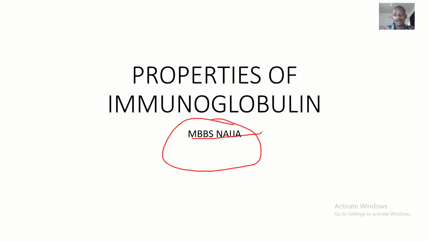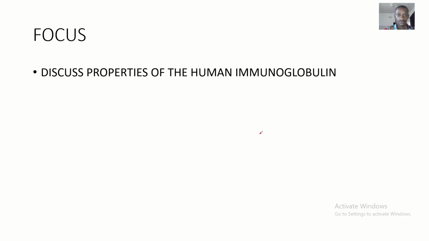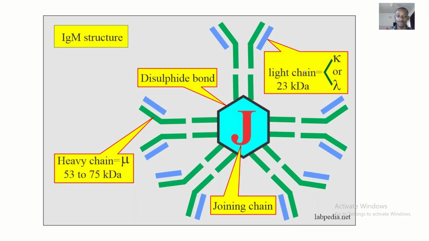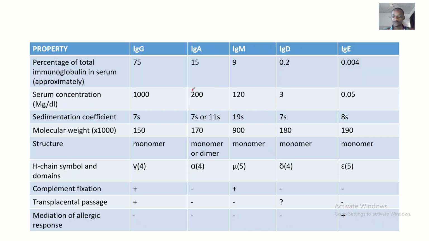So we have spoken so much about the types of immunoglobulin. And this lecture will be talking about the properties of the immunoglobulins: immunoglobulin G, immunoglobulin A, immunoglobulin M, immunoglobulin D, immunoglobulin E. When we talk about one property, we'll get to see it under immunoglobulin G, A, M, D, and E. So there are many properties to talk about.